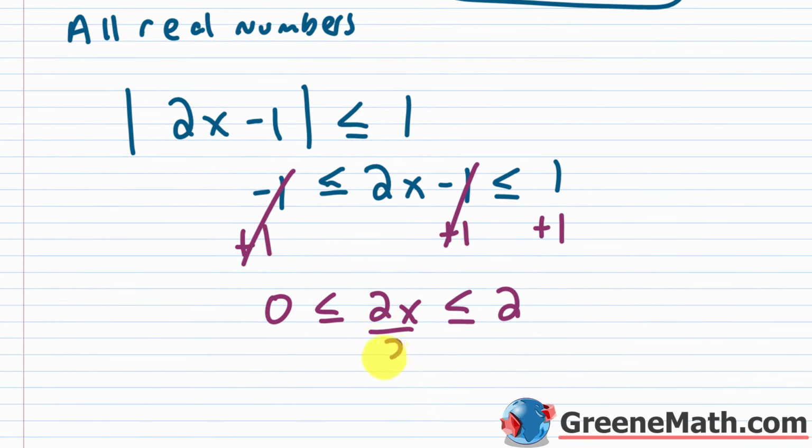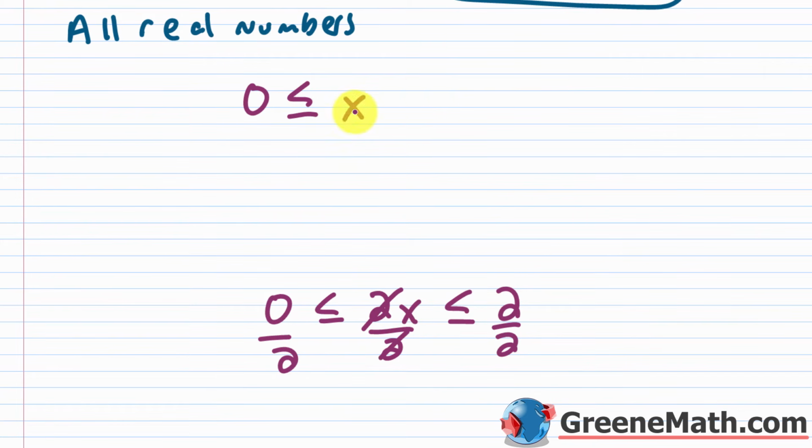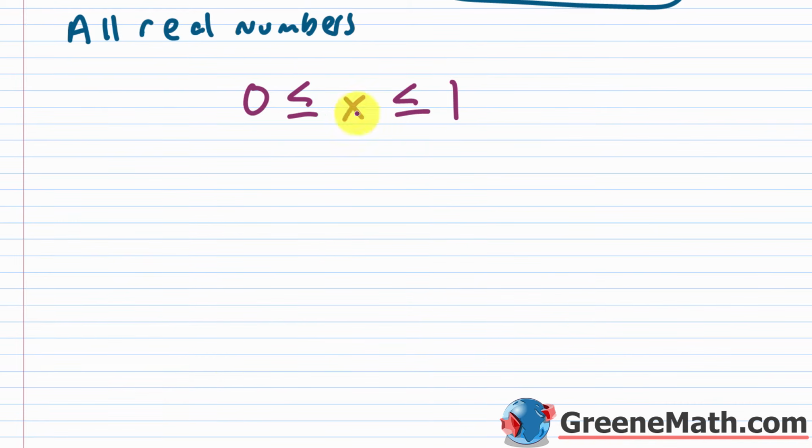Now here you can divide each part by 2. And basically, let me actually just erase this. We don't need this information anymore. We'll say that 0 divided by 2 is 0, and this is less than or equal to x, which is less than or equal to 2 over 2, which is 1. So this tells me that x is going to be anything that's greater than or equal to 0 and less than or equal to 1.